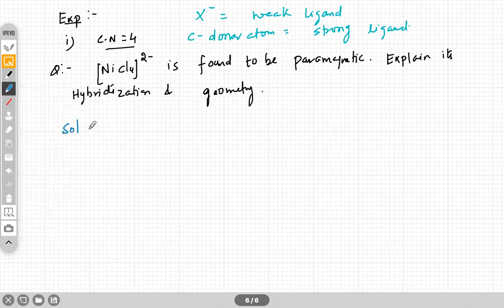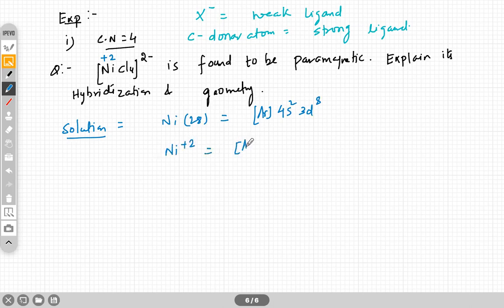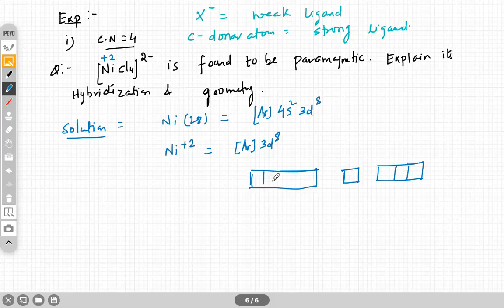Fine. So how do we do this question? First of all, you find out the oxidation state of the metal, which is here plus 2. Nickel has 28 electrons. If you draw the electronic configuration, it is argon 4s2 3d8. For Ni2+, because the metal ion is Ni2+, this would be argon with 3d8. So if I draw the orbital diagram here, this is 3d, this is 4s, and this is 4p.